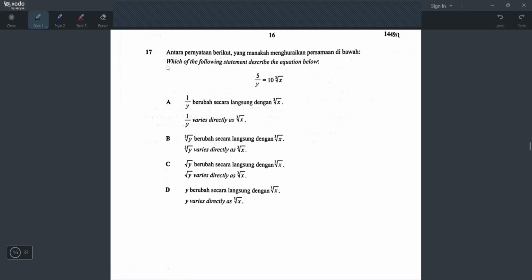Okay, let's continue with question number 17.